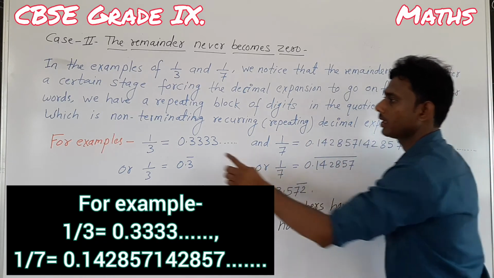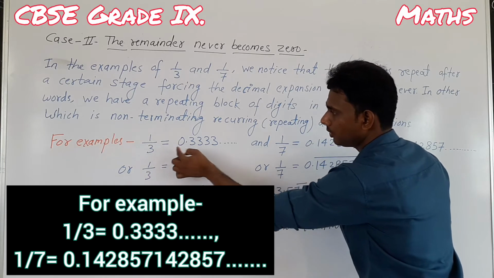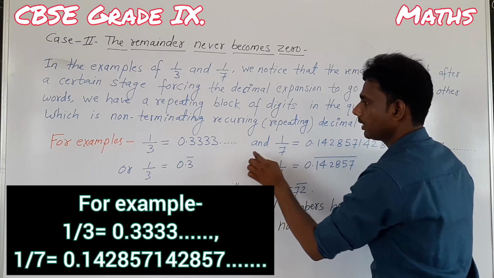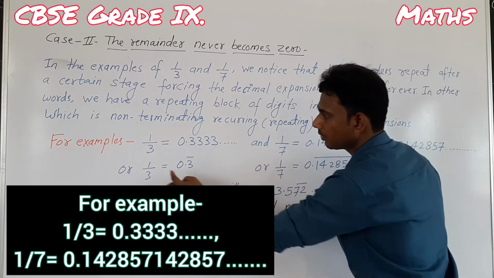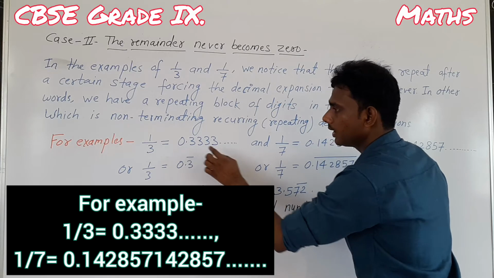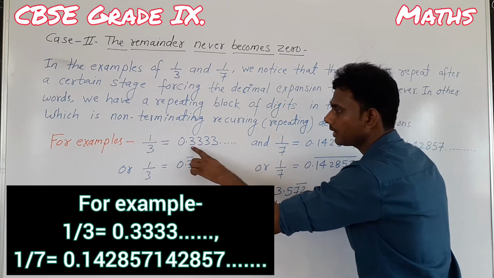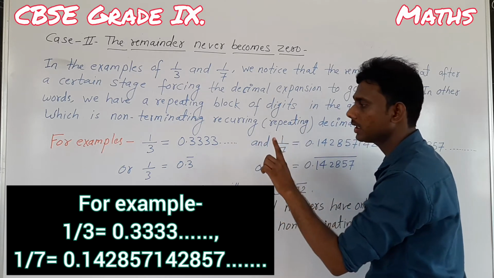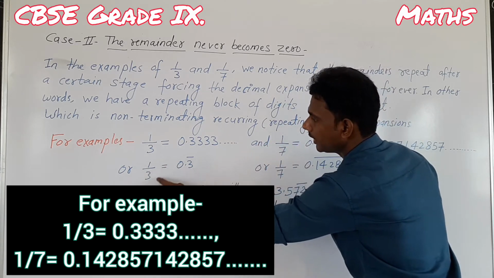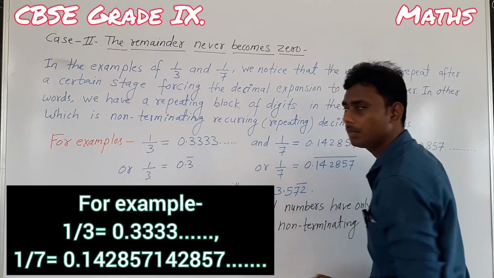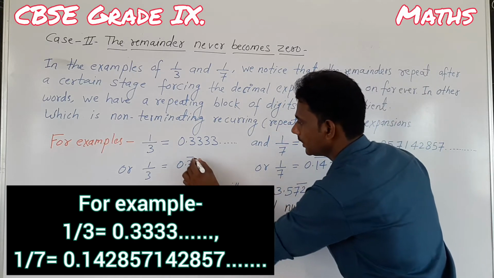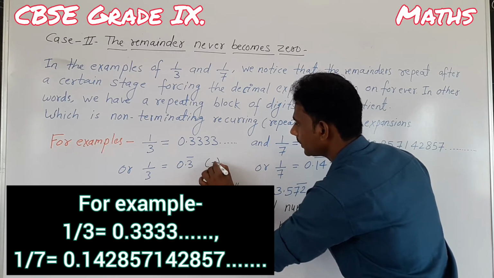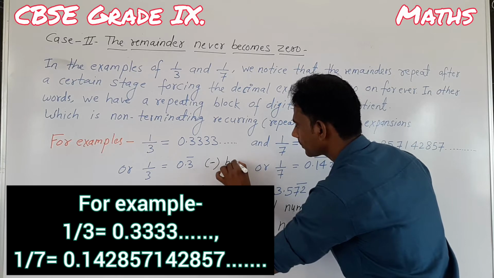For example, 1 upon 3 is equal to 0.3333 and so on. Here you can see that only one digit is repeating. The repeating block is only one digit, so we can write 1 upon 3 equal to 0.3 with a bar. What you read, this symbol is bar.